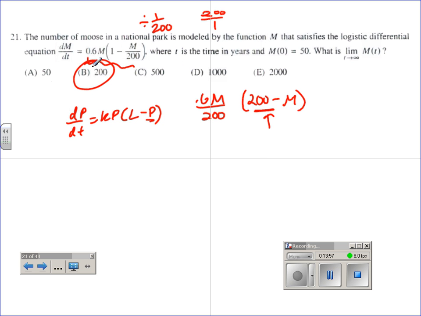And don't forget, it's growing the fastest at half of that. The point of inflection would be at 100. The limiting number is 200, that's the horizontal asymptote. So if you just kind of want to think about it, we have the asymptote, the starting condition at 50, and then it would have the point of inflection at 100 and approach it. It can approach from this way. It doesn't have to have a point of inflection if the initial condition was above 100.